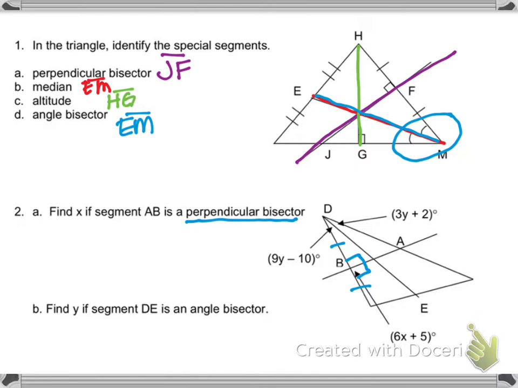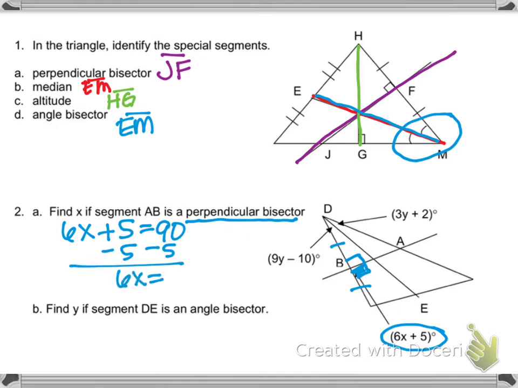So it says find X. That's 6X plus 5. That's pointing to that right angle right there. So 6X plus 5 is going to equal 90. And I'm just going to solve this. So subtract the 5. So 6X equals 85. And if you divide by 6, I can just leave that as 85 over 6 because that is not going to be a nice number if you type that in the calculator.